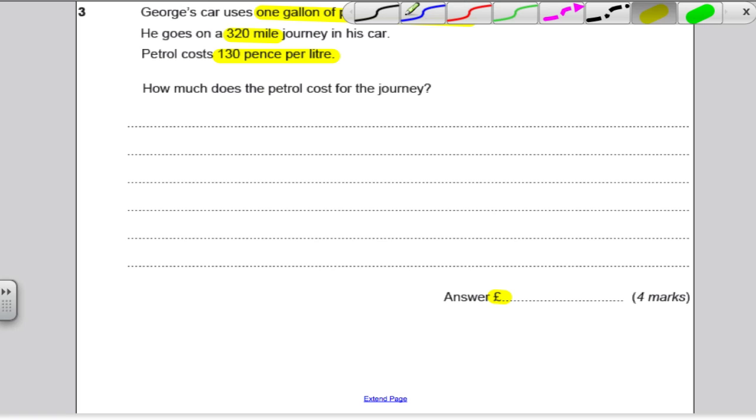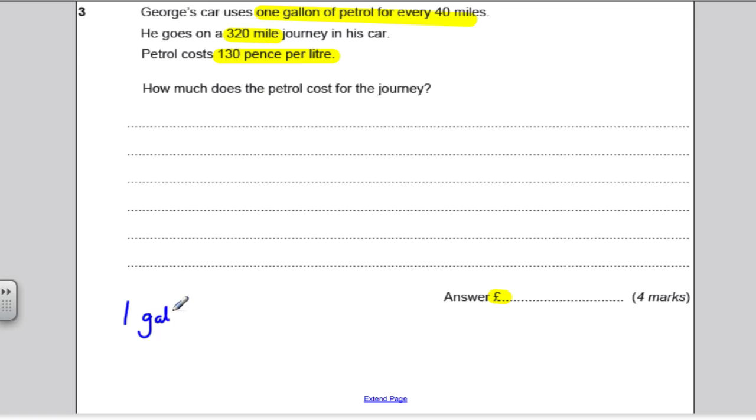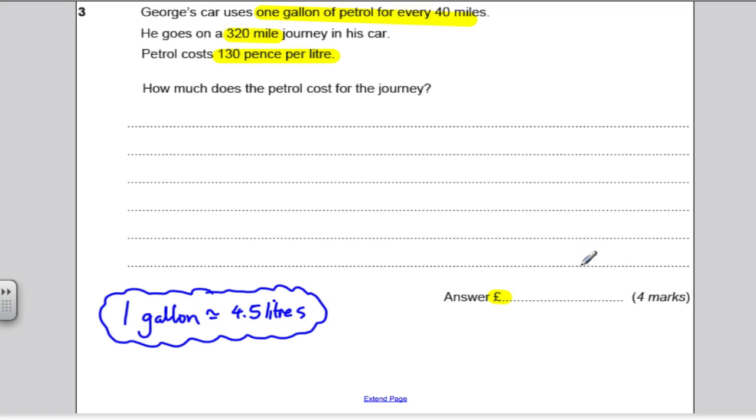Okay, there is one fact you need to know for this question, and that is that 1 gallon is approximately equal to 4.5 litres. We're going to need that fact in this question. If you had forgotten that fact or didn't know it, you could still get about 3 of the 4 marks if you just had a guess at what that number should be.